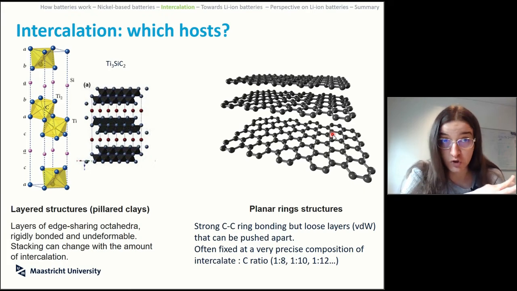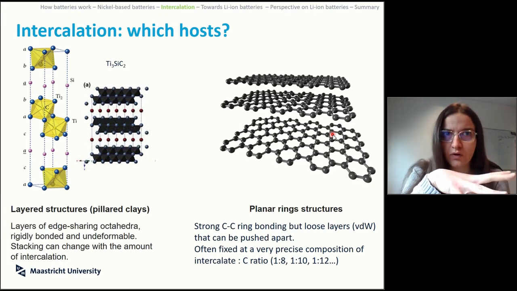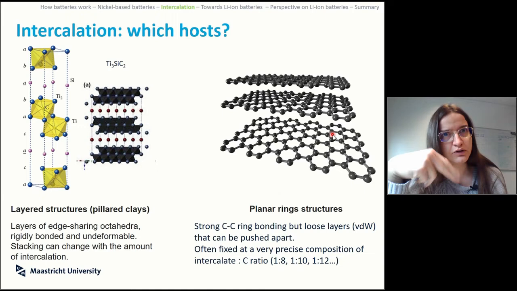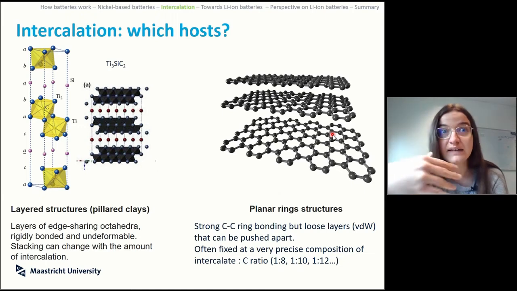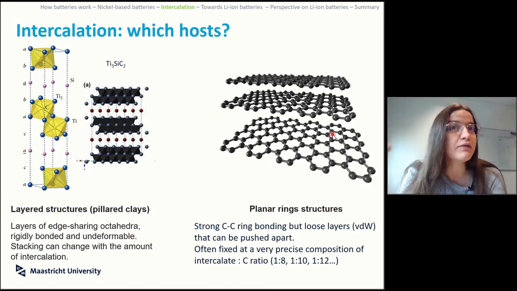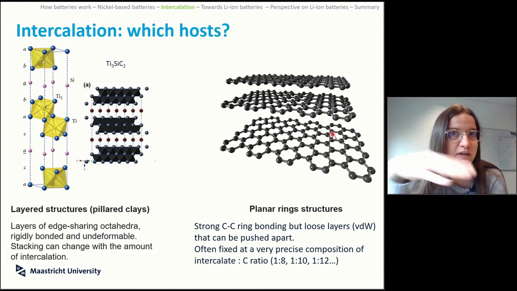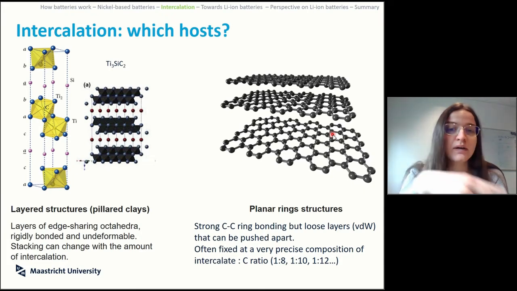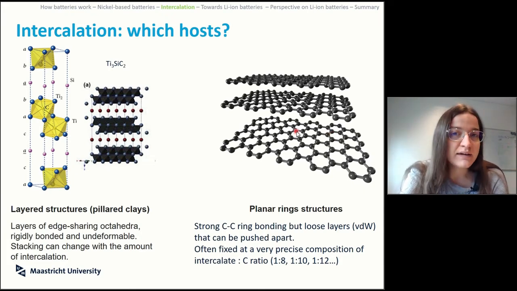So you have very strong bonds, of almost covalent nature, of the carbon-carbon within the ring, but between the rings you only have the van der Waals forces, and this can be pushed apart, and this already influences the conductivity. We saw that the conductivity within the layer of graphite is orders of magnitude higher than the conductivity interlayer. If you push something inside, it can intercalate, but it tends to go in very specific ratios, like 1 to 8, 1 to 10, 1 to 12, stuff like that.